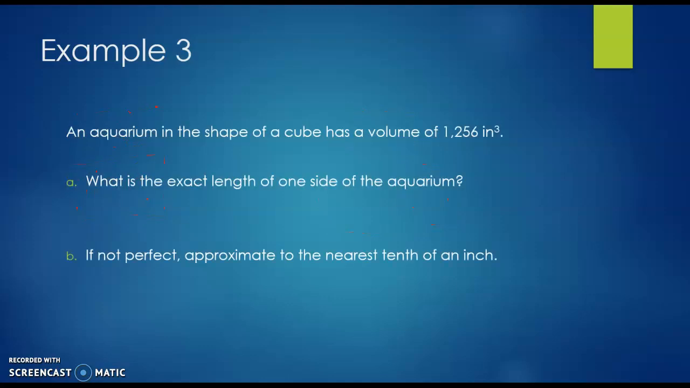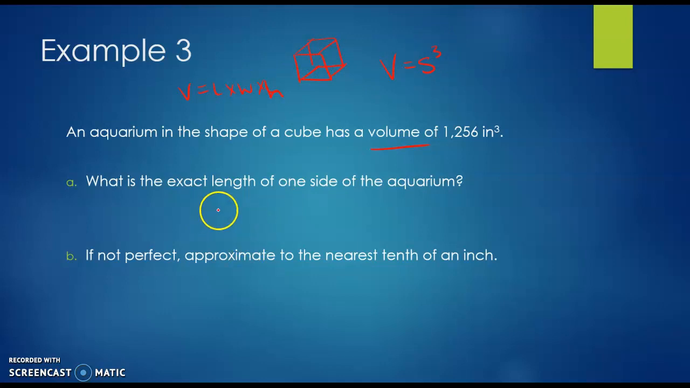Last problem is our word problem. So we're in the shape of a cube and we're given a volume. So a cube is the 3D square, right? And so all of those side lengths are the same. So volume, just to remind you, volume is length times width times height for any rectangular prism. So in this case, with all of those lengths being the same, it would just be s cubed.